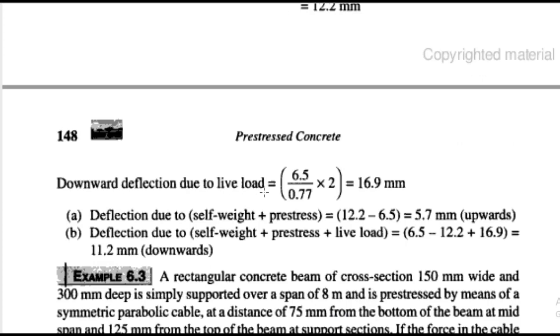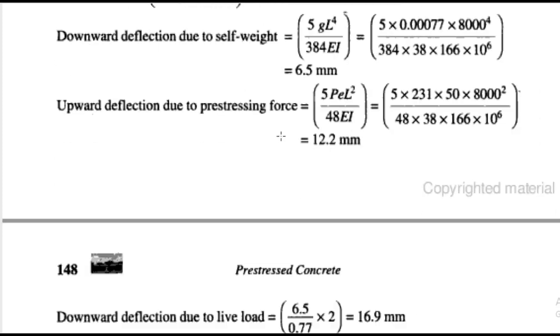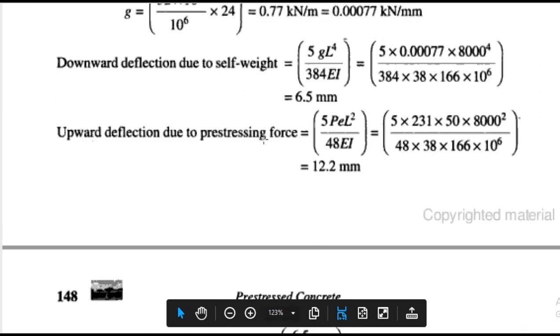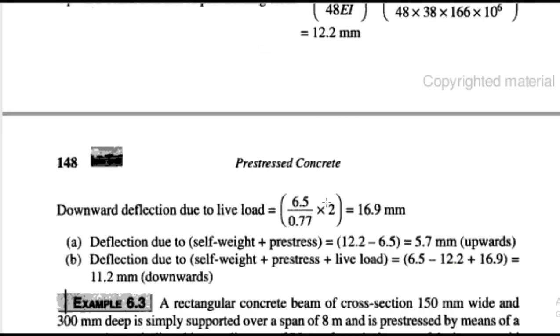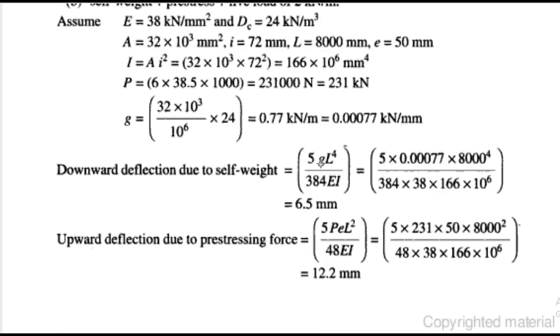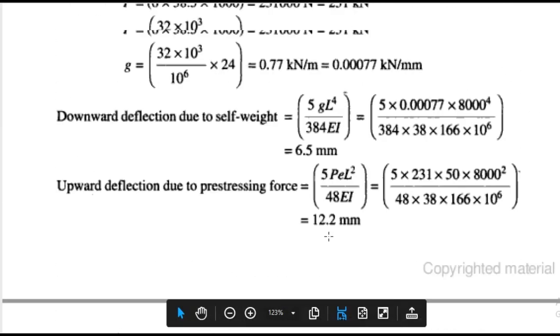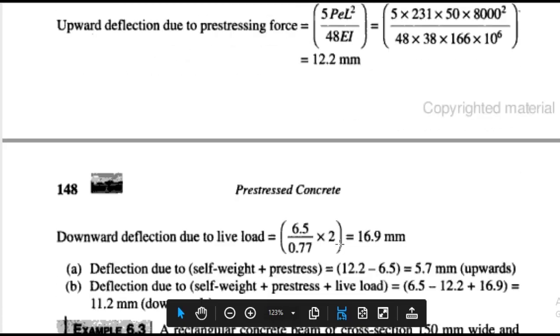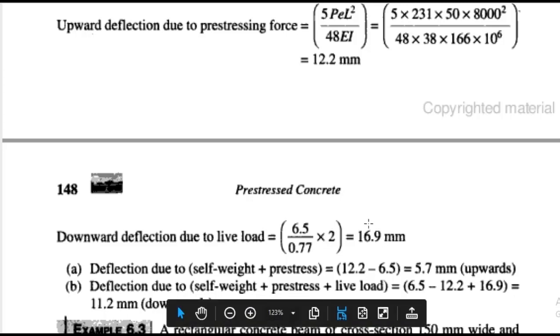Next, the downward deflection due to live load we are taking. How we are taking this means self-weight deflection divided by the self-weight of the beam, 0.77, into 2, where 2 is the imposed load or live load acting on the beam of the pre-stressed concrete member. That means 6.5 downward deflection divided by 0.77, the self-weight of the beam, with reference to the imposed load of 2 kilonewton per meter square. If you substitute, you will get the downward deflection due to live load acting on the beam as 16.9 mm.